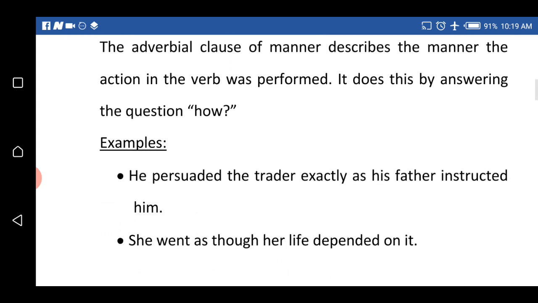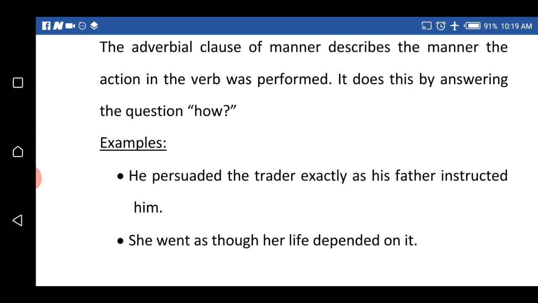Examples. Example 1. He persuaded the trader exactly as his father instructed him. So this answers the question, how did he persuade the trader?